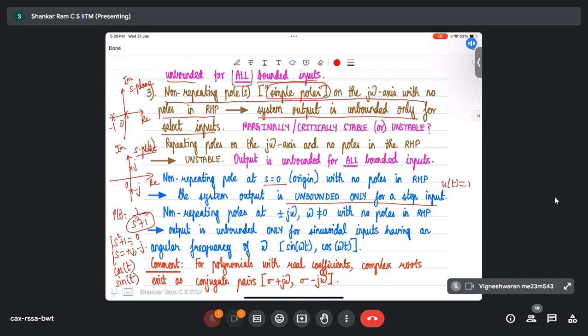Only for those inputs, the output will blow off to infinity. For any other bounded input, let it be a step input, cos 2t, sin 2t, cos 3t, sin 3t, like that, the output will be bounded. That is the important result.